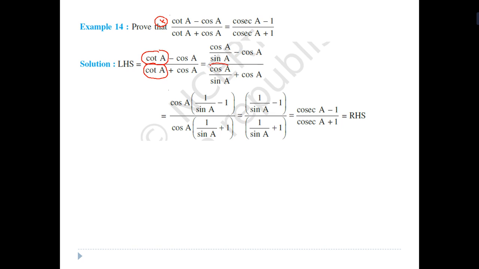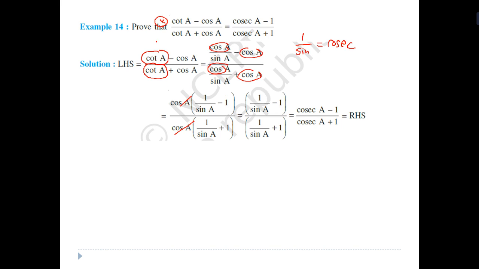Here you will see cos is common, and again here cos is common. So we take cos A outside. In the bracket we write 1 upon sin A minus 1, upon 1 upon sin A plus 1, and cos A cancels. But we know that 1 upon sin means cosec. So we get cosec A minus 1 upon cosec A plus 1. That type of proof may be asked according to the board, a 2 marks question.